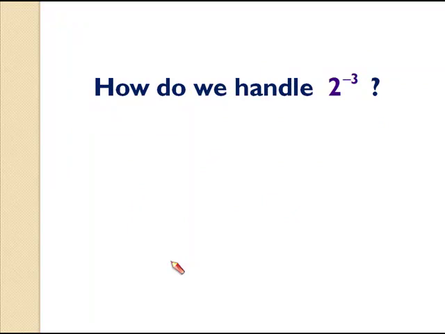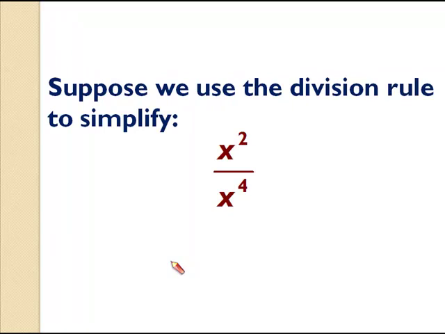Well, before we answer this question, let's review a few prior examples and then come back to 2 raised to the negative third. Suppose we use the division rule to simplify x raised to the second divided by x raised to the fourth.